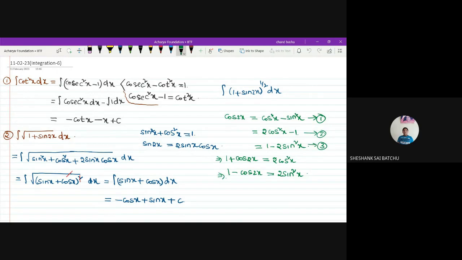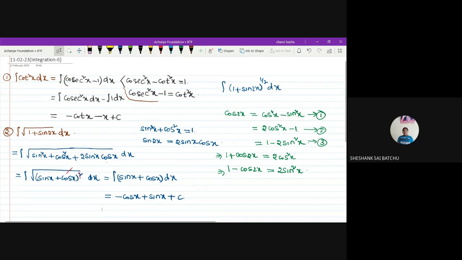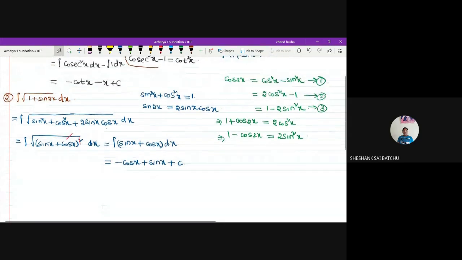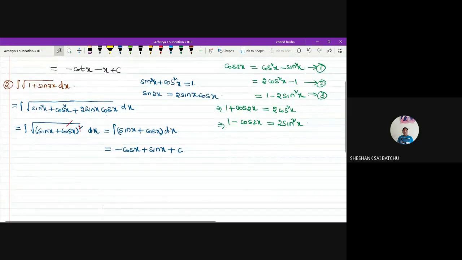Yes. Then you applied the integral formula and did it, sir. Yes. Integral sin x means what? Minus cos x. That is what I have written. Sir, and in cos 2x, why did you write 2 cos square x minus 1 is equal to 1 minus 2 sin square x?